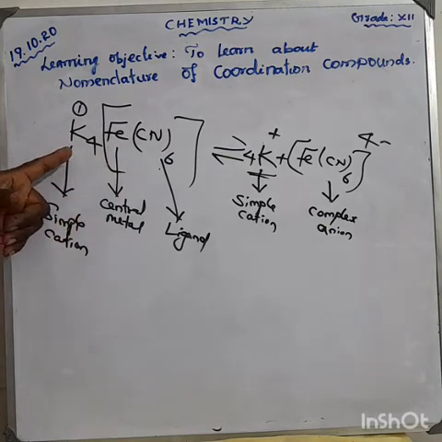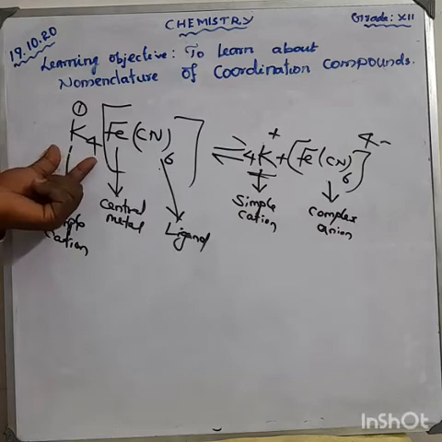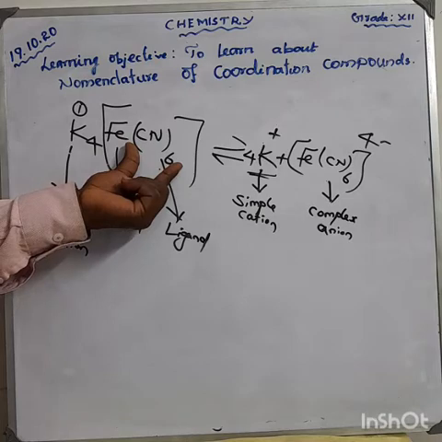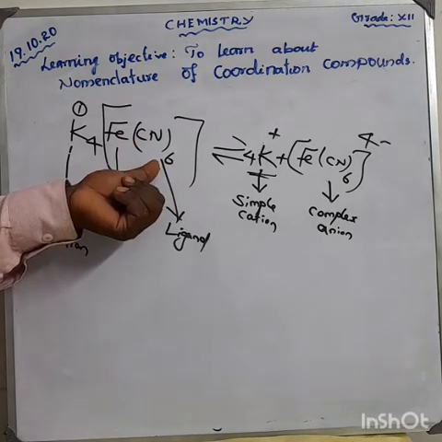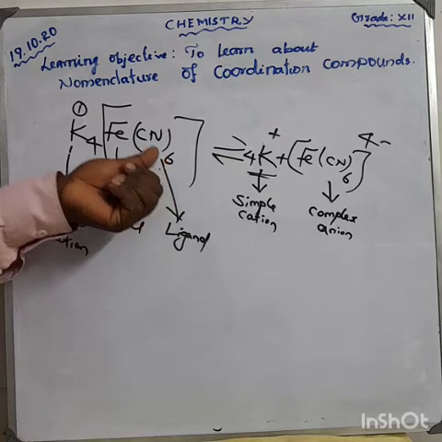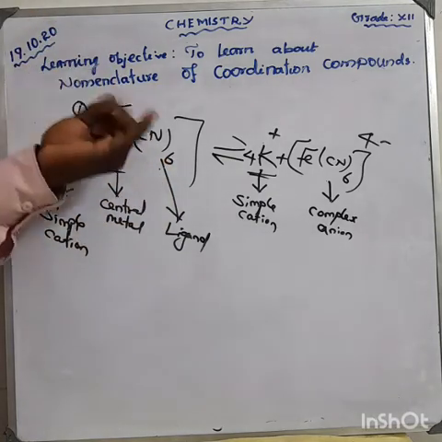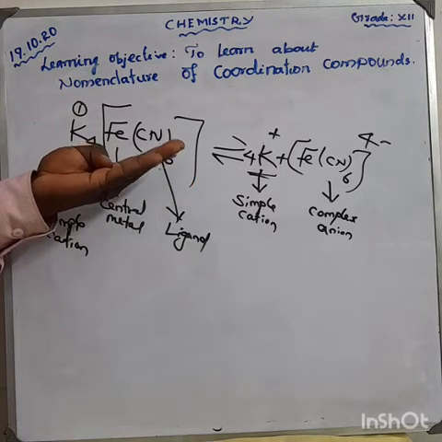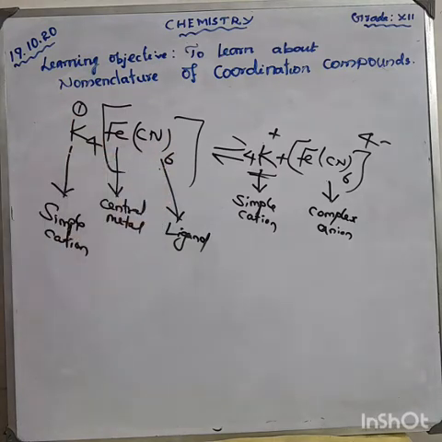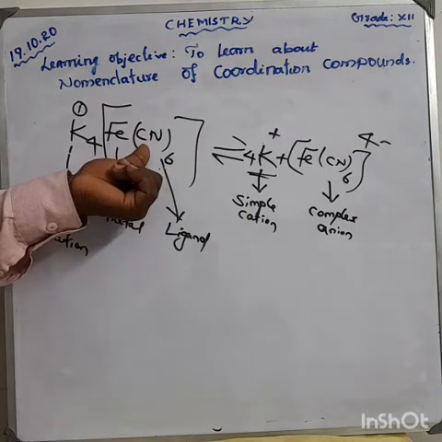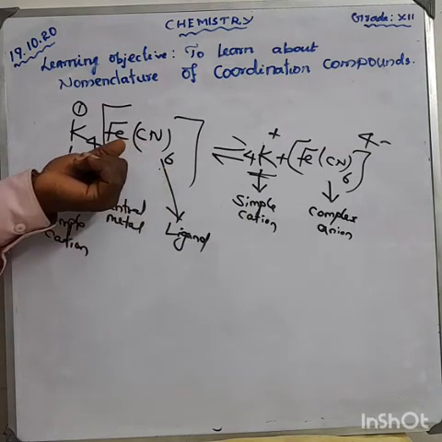How can you say the name of the complex? Potassium. CN means ligand. CN is the ligand. How many CN are there? 6 CN. So we have 1 means mono, 2 means di, 3 means tri, 4 means tetra, 5 means penta, and 6 means hexa. Hexacyano, hexacyano. Okay, hexacyano.